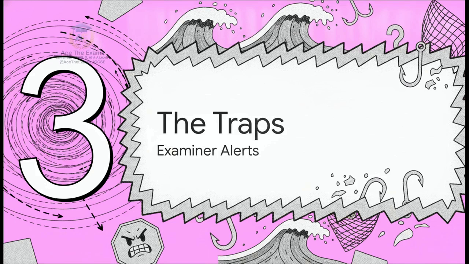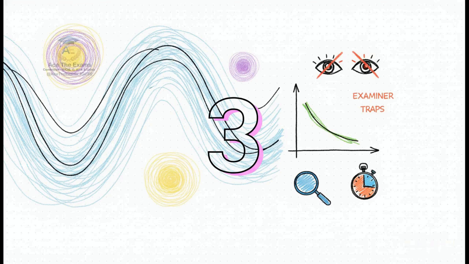All right, let's uncover these critical examiner alerts. According to the data, there are exactly 3 major mistakes that consistently cost students their method marks.